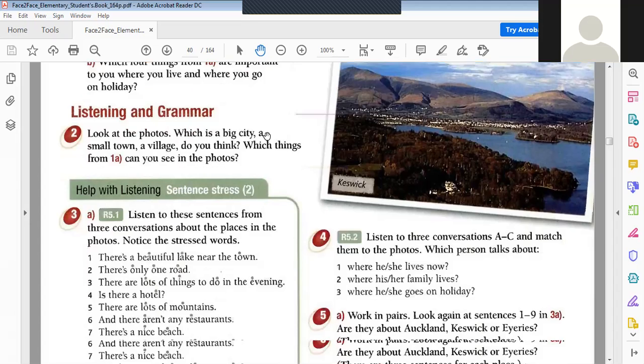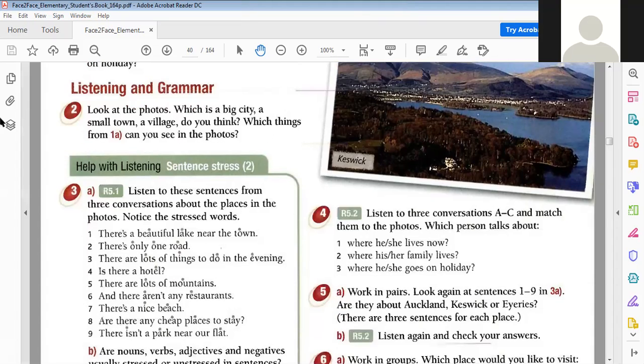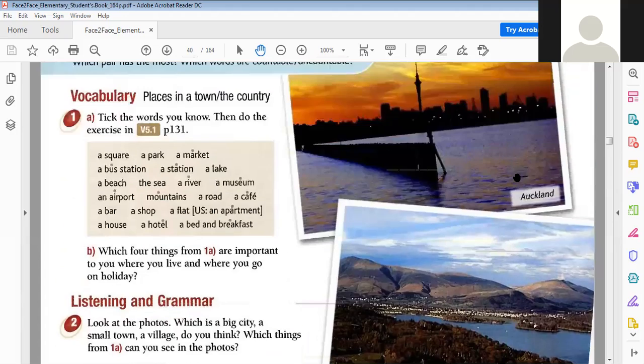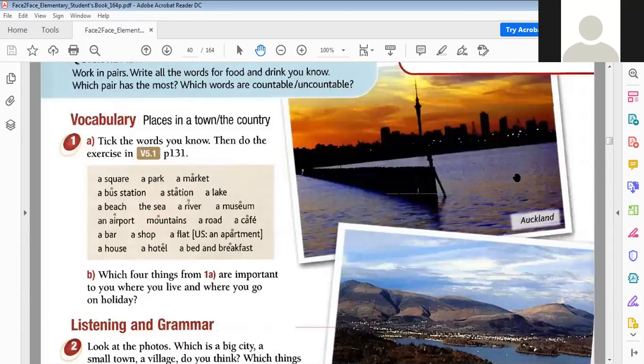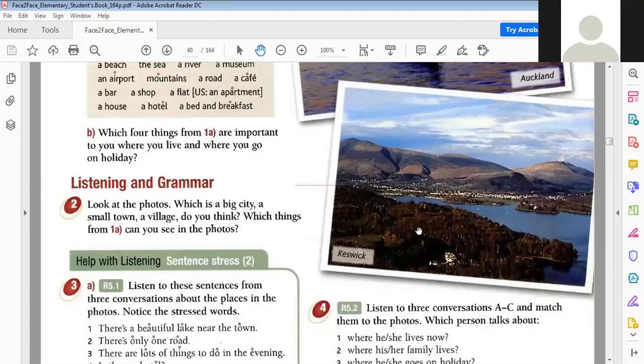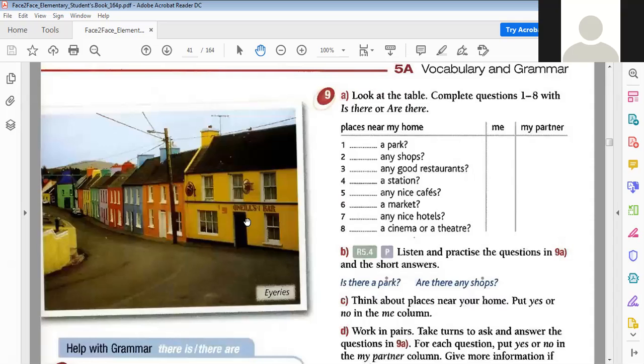Okay, so now we're going to do some listening, but before we do some listening, we want to talk a little bit about the photos, okay? So we have 3 photos. I want you to tell me which one is a big city, which one is a small town, and which one is a village, in your opinion. So here, this is photo number 1, this is photo number 2, and this is photo number 3.